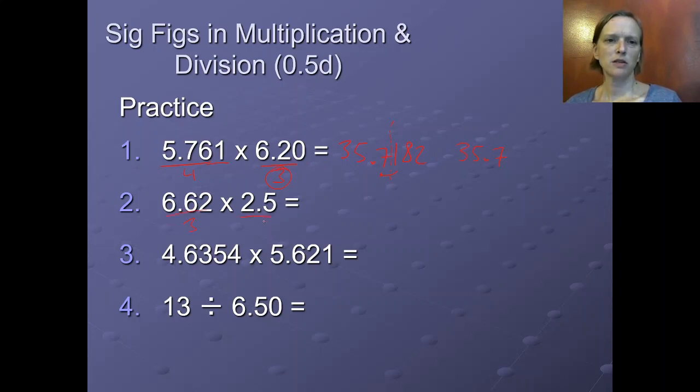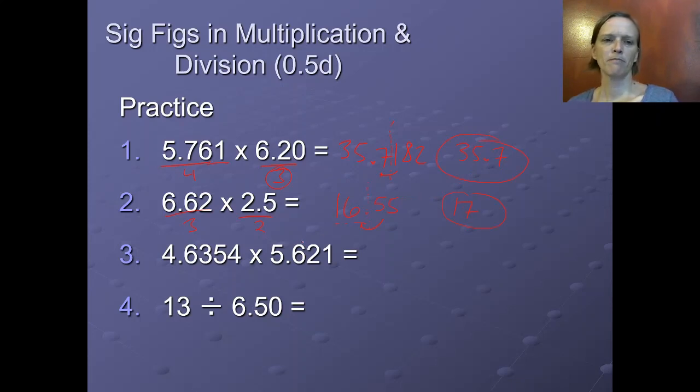6.62 has 3 sig figs. 2.5 just has 2 sig figs. So although the calculator tells you that the answer is 16.55, we can only have 2 sig figs in our final answer. So we do the rounding and we get 17 as our answer.